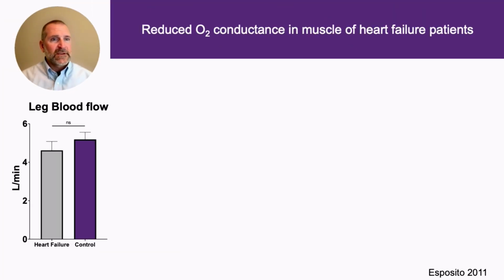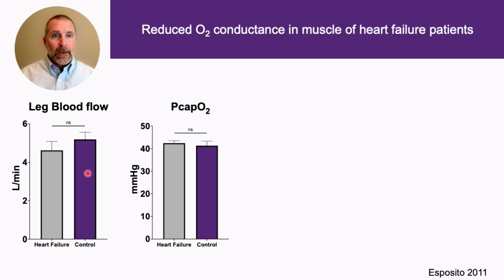Now, muscle blood flow does not tell the whole story. If we look at this eloquent study of heart failure patients, we know they have a reduced exercise capacity that's hallmarked by a reduction in VO2 max. During cycle exercise or lower leg exercise, global leg blood flow is not different in heart failure and control subjects. If we then look at the capillary pressure of O2, again, no difference between heart failure patients and control subjects.